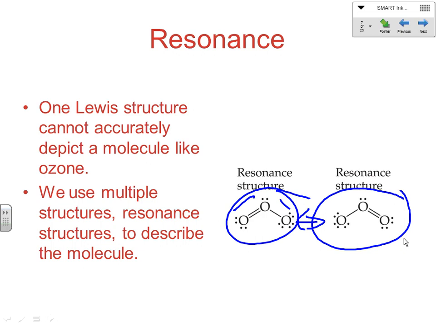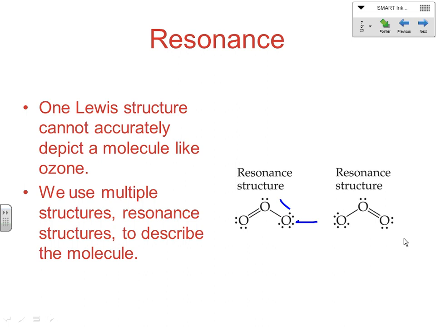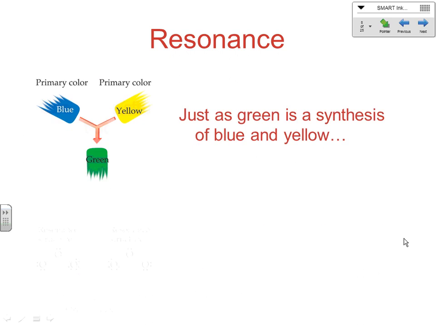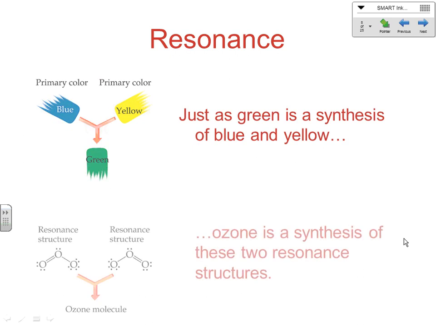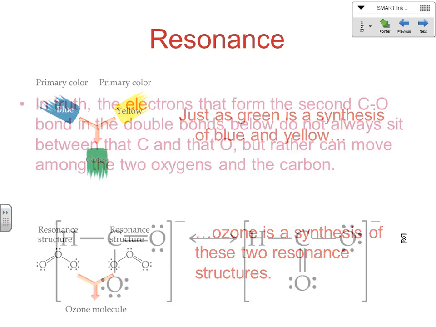So resonance is really when we have an equal choice about where to put a multiple bond. And the reality is, in the real world, it looks like it's in all positions partially at the same time. Well, one resonant structure can't accurately depict that. So we had to draw two, and we would connect them with a double arrow. So just as green is a synthesis of blue and yellow, ozone is really a synthesis of these two resonant structures. Both together would really make our ozone molecule.